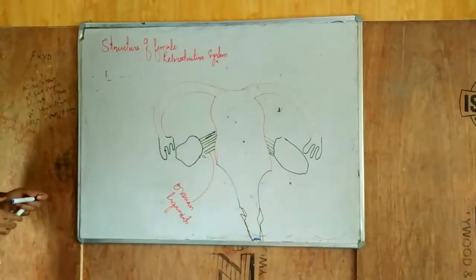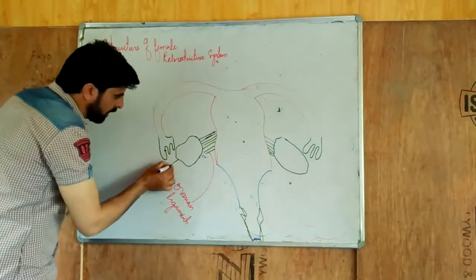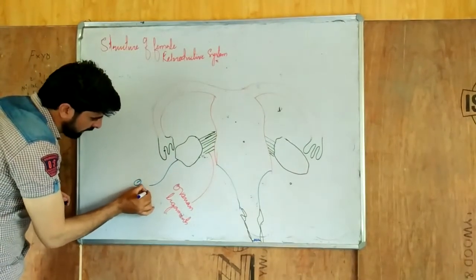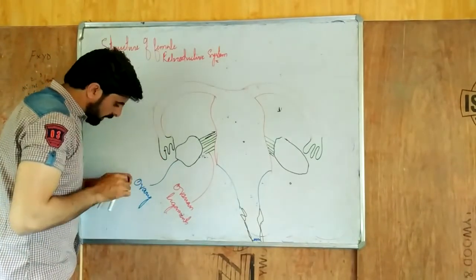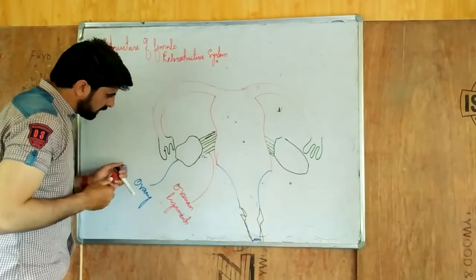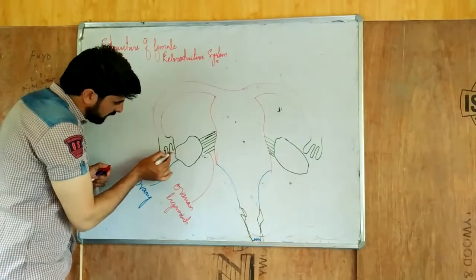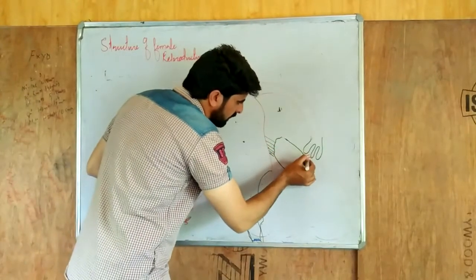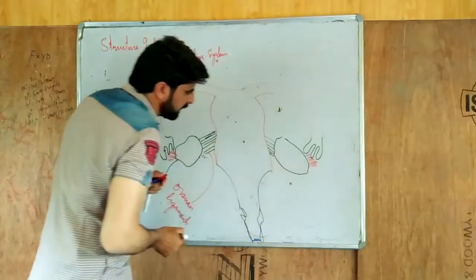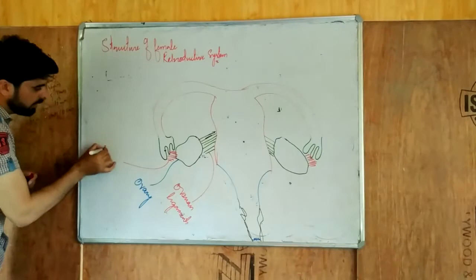Taking the female reproductive system, this is an ovary, you have to keep in mind. This ovary is also connected with the abdominal wall. This here is the mesovarium, you have to keep in mind, which connects it with the abdominal wall. This connection is known as the mesovarium.